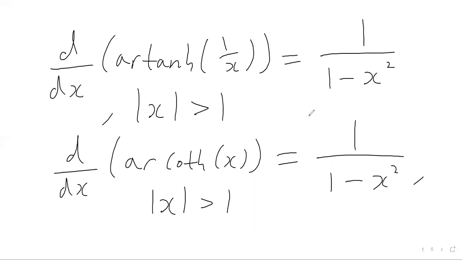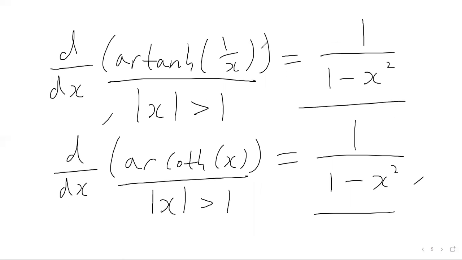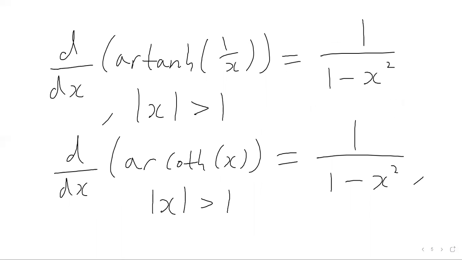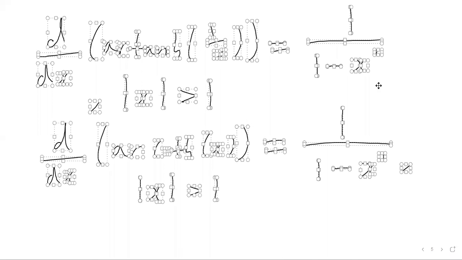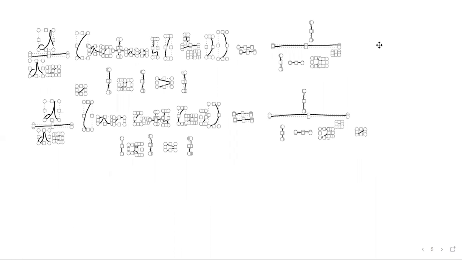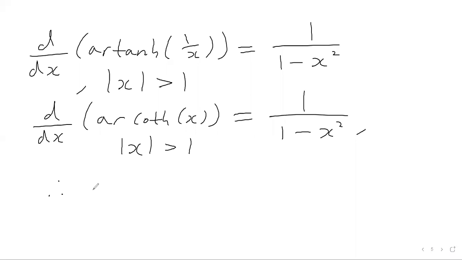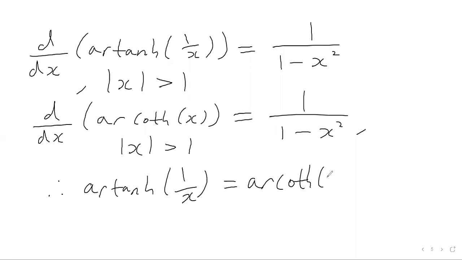So essentially then we've got a function here which has the same domain as the function here, and it's got the same derivative. So the conclusion from this is that these two functions, the arcoth function of x and the artanh function of 1 over x, must be the same up to a constant. So therefore, artanh of 1 over x equals arcoth of x plus a constant c.